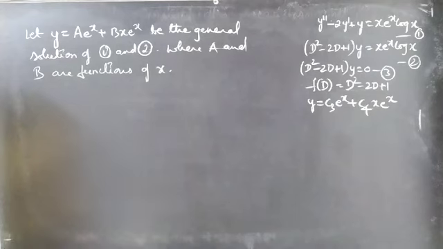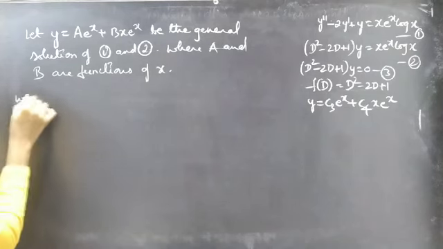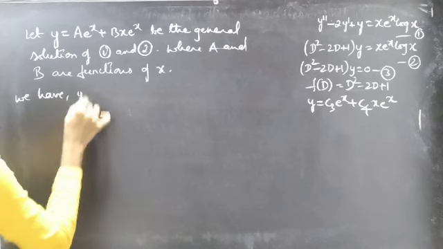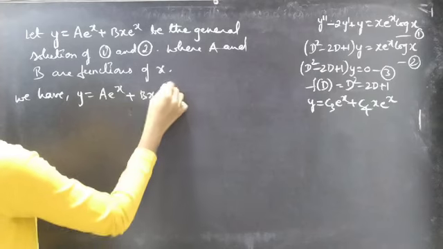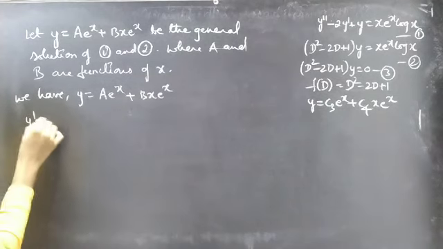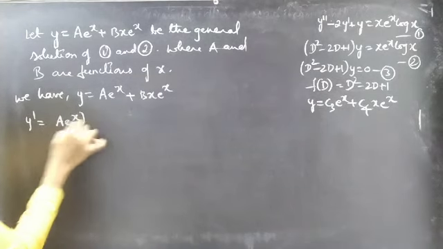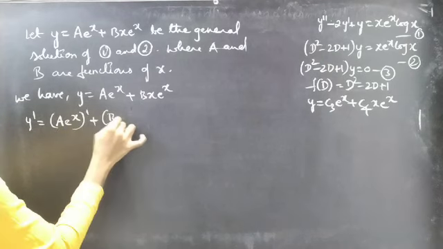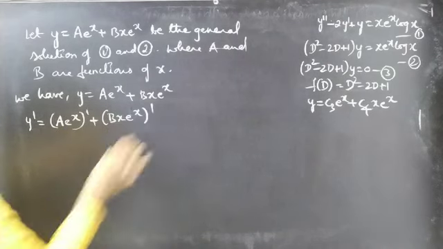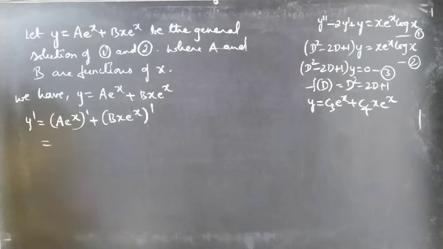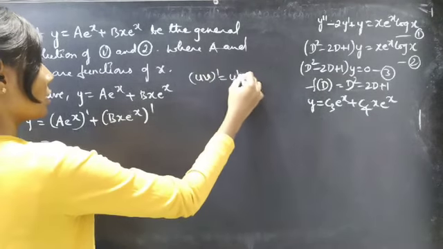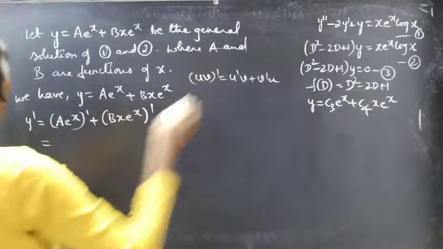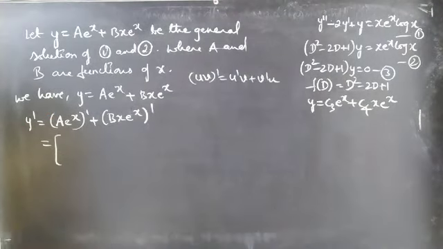Now we'll find y dash and y double dash. We have y equal to a e power x plus bx e power x. Let's find y dash. Y dash equals a e power x whole dash plus bx e power x whole dash. Here we are going to apply the formula uv whole dash equal to u dash v plus v dash u. Let's apply this for the first term.